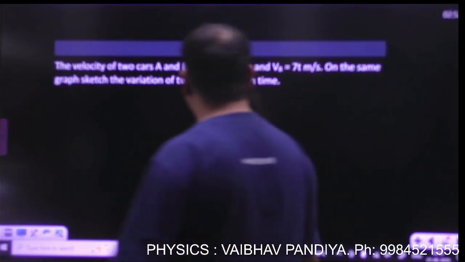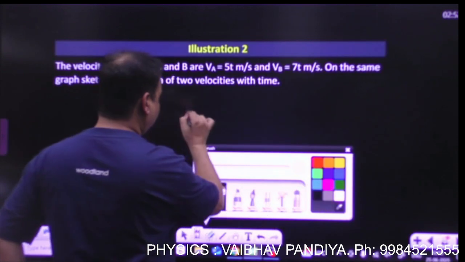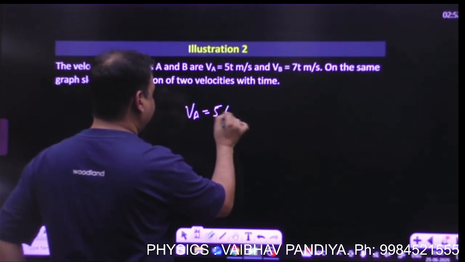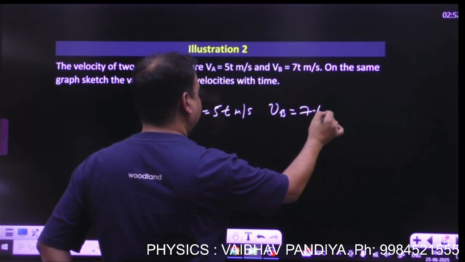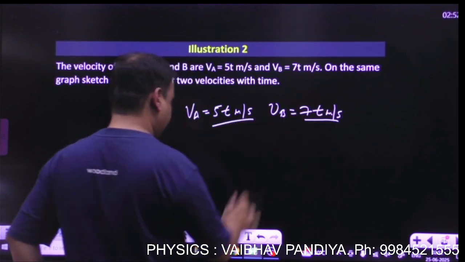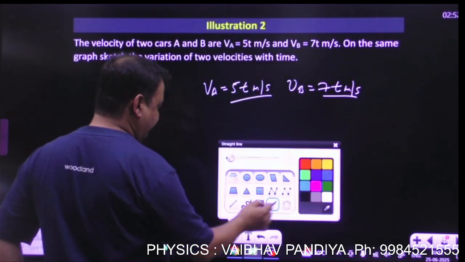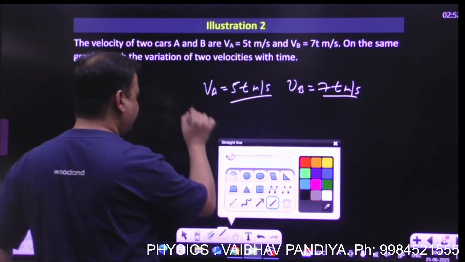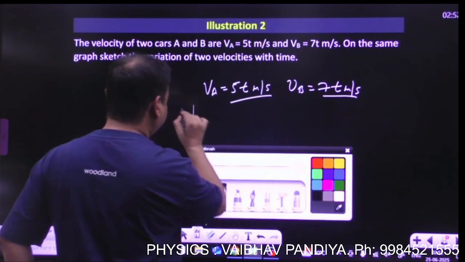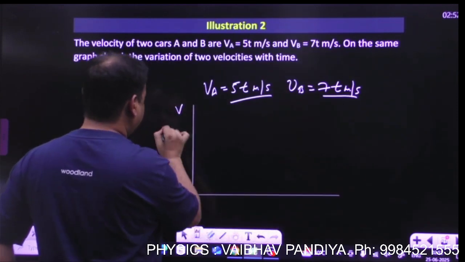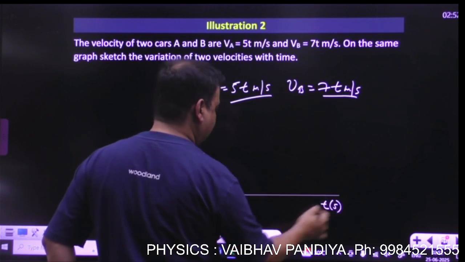Now see, the velocities of two cars A and B are v_A is 5t meter per second and v_B is 7t meter per second. In the same graph, sketch the variation of the two velocities with time. Again see, you have to make the variation with time, so no other information is given. So here I am plotting meter per second, here I am plotting time.